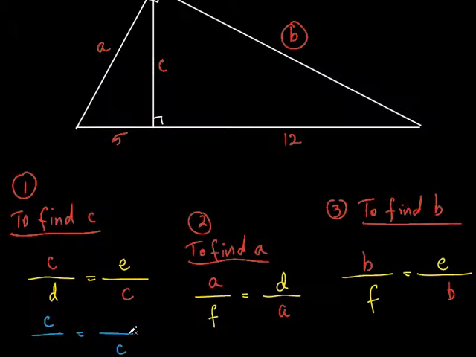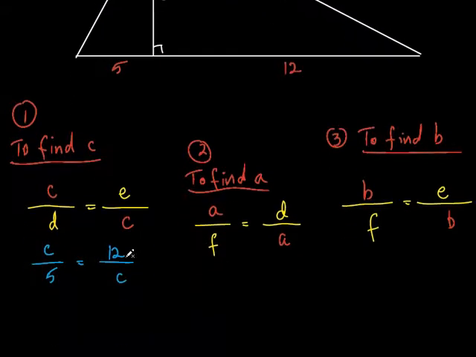It's between what and what? 5 and 12. That's right, between 5 and 12. All right, and then how do you solve for C? Cross multiply. So C squared equals 5 times 12, which is what? 60, right? So C would equal what?